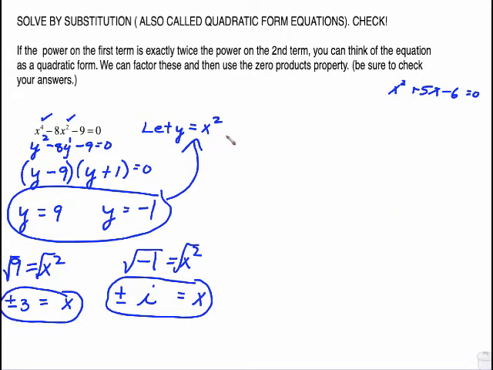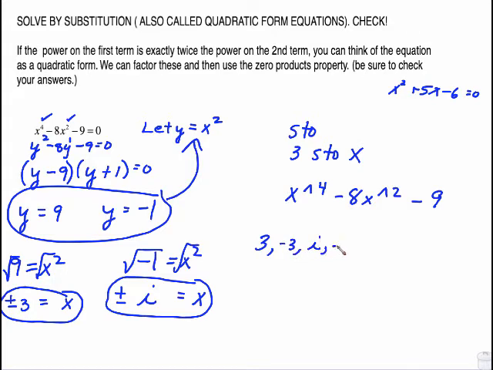The easiest way to check this is to use the STO button on your calculator and to do 3, STO, as x, and then you just have to type in x caret 4 minus 8x caret 2 minus 9, and that will come out to be 0. Same thing for all these other ones. You can type in 3, negative 3, i, negative i. And to save time here, I will tell you all of those do check, but you can try it with your calculator just to practice with the STO button.